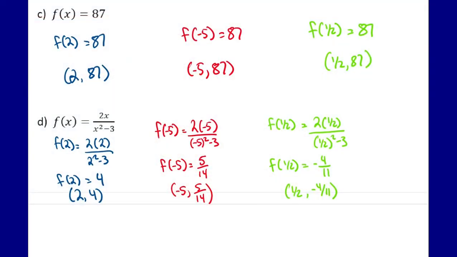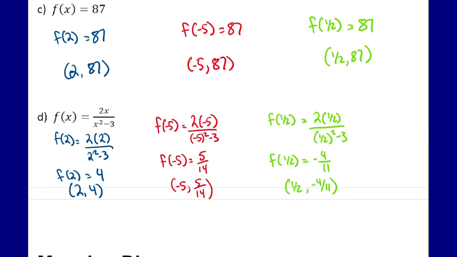So coming back, we should have these 3 points. When f at 2 is equal to 4, f at negative 5 is equal to 5 over 14, and f at a half is equal to negative 4 over 11. So again, we're just plugging values in and determining what the function is equal to given those x values.